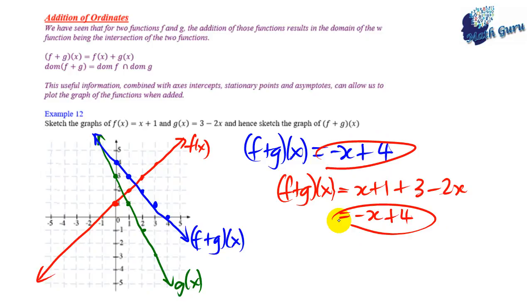The reason we use addition of ordinates, though, is because it's not always as easy as adding two linear functions together. Sometimes you'll have sin x, sometimes you have cos x, you might have e to the x, and when you want to add them together, all you have to do is get their two y values and add them together. Two y values, add them together. And once you add them, that'll give you your resultant addition function or subtraction function, depends on what it is.